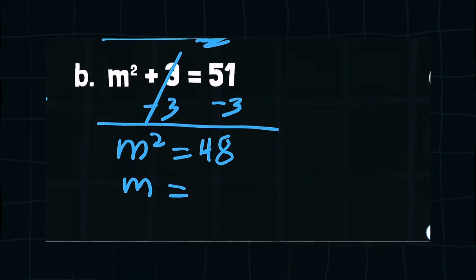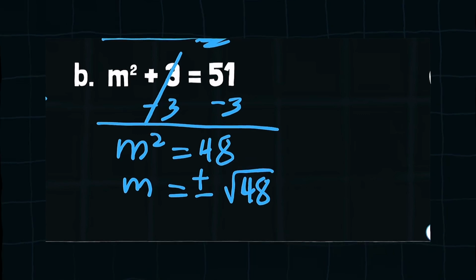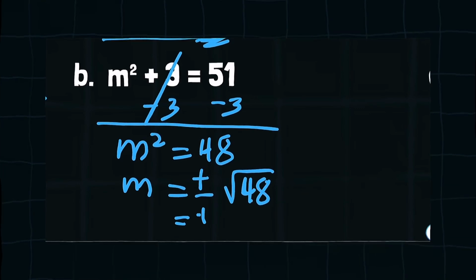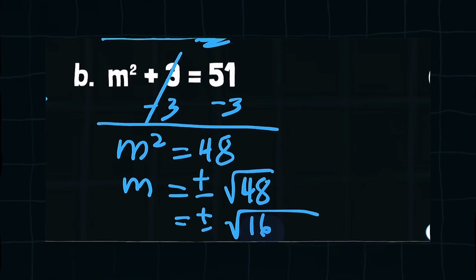Then it would become m equals plus or minus square root of 48. As you can see, 48 is not a perfect square, right? So the thing we need to do here is to factor the radicand. Can you find the two numbers that, if we multiply them, will give us 48? Take a moment to pause this video and think about it. There you have it. The two factors are 16 and 3.